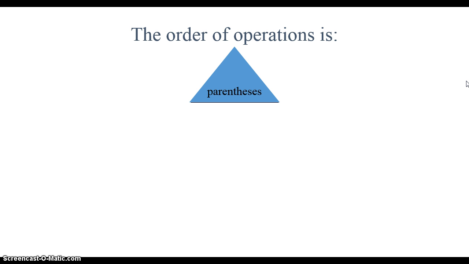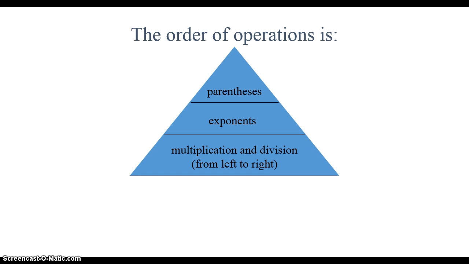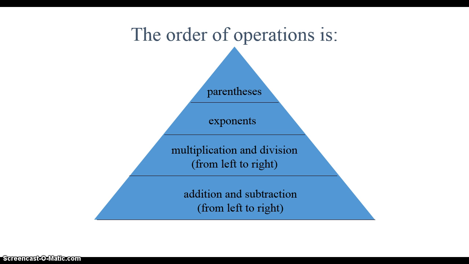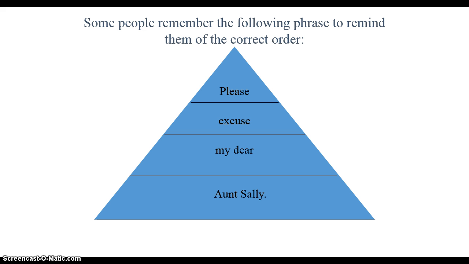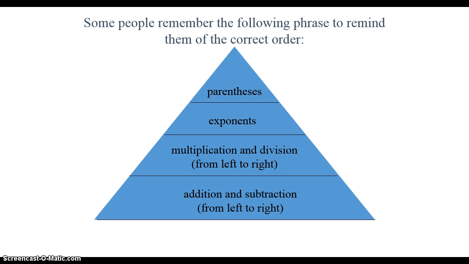First you do parentheses or anything in grouping symbols to include absolute value symbols or brackets, or as we'll talk about later on, operations in the numerator and operations in the denominator. Followed by exponents, then multiplication and division from left to right, and addition and subtraction from left to right. And the mnemonic device we use is please excuse my dear Aunt Sally, where the first letter of each word represents a part of the order of operations. Parentheses, exponents, multiplication and division, addition and subtraction.